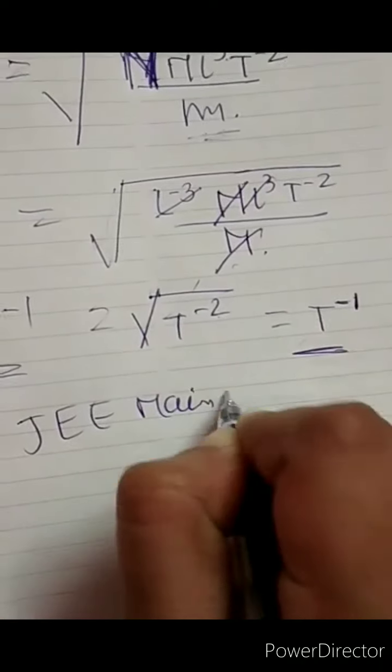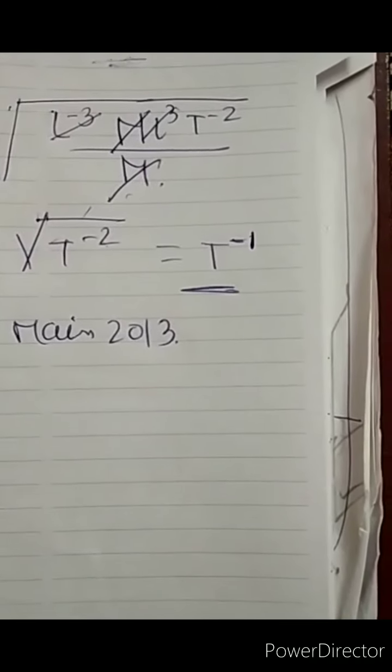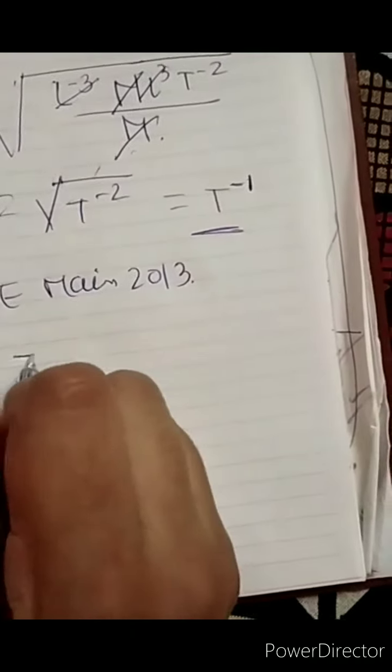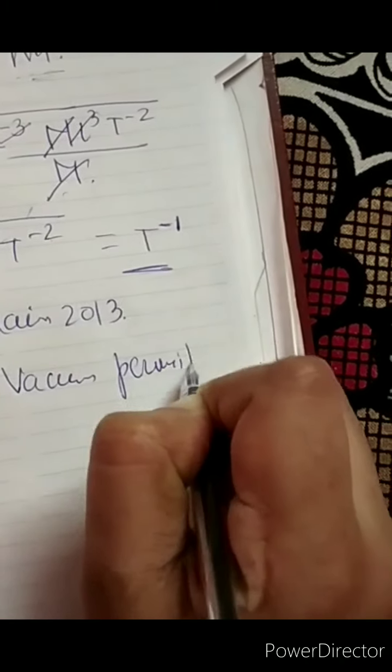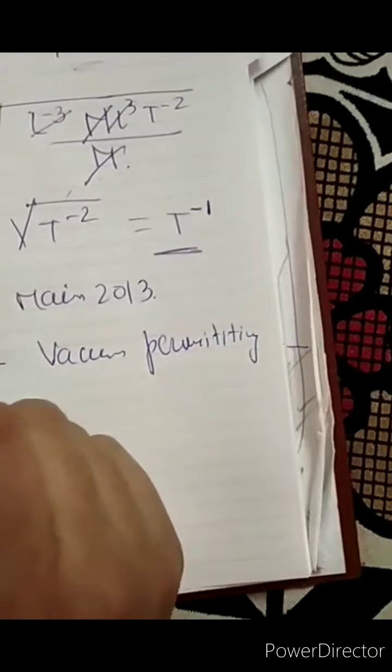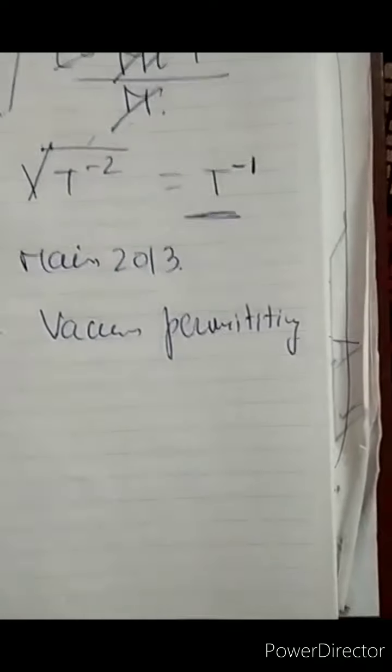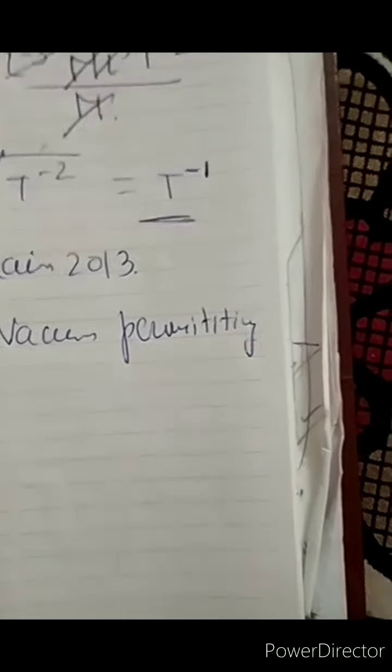C is correct. Let's take one more question. Question number 2. This question was asked in JEE Main 2013. It says, if epsilon 0 gives you vacuum permittivity. We discussed epsilon 0 so much that I just remember its MLT form now.